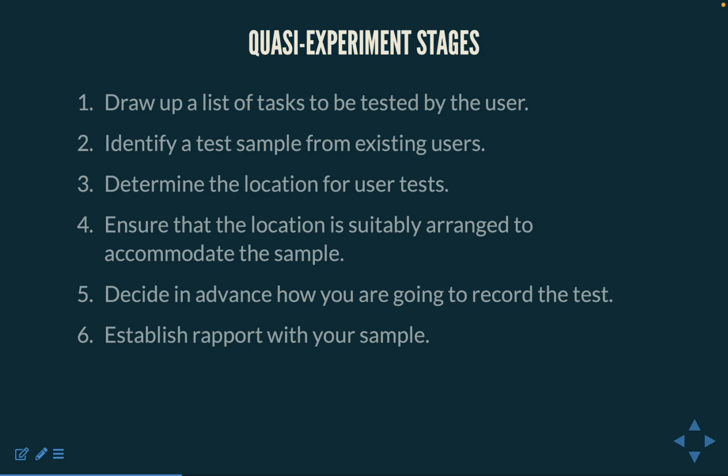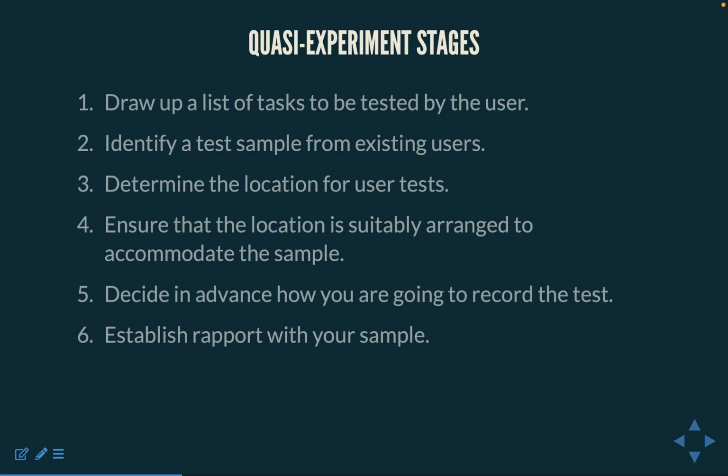3. Determine the location for user tests. You may not have access to a laboratory, but you could simulate this environment if you have access to an area that could be dedicated to your sample for the duration of the test. 4. Ensure that the location is suitably arranged to accommodate the sample. 5. Decide in advance how you are going to record the test.